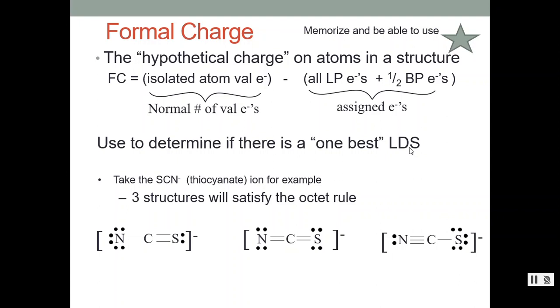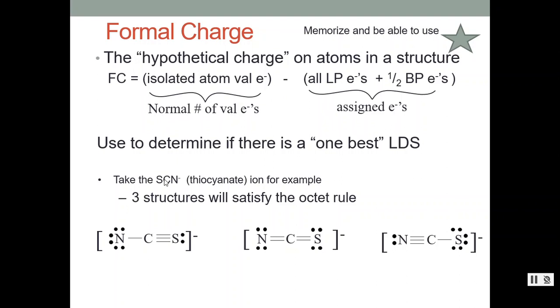So to determine the formal charge for each atom in a Lewis dot structure, you need to take the number of valence electrons for that particular atom, and then subtract the sum of all of the lone pair electrons on that atom added to half of the bonded pair of electrons. So it's the normal number of valence electrons minus the assigned electrons in that Lewis dot structure.